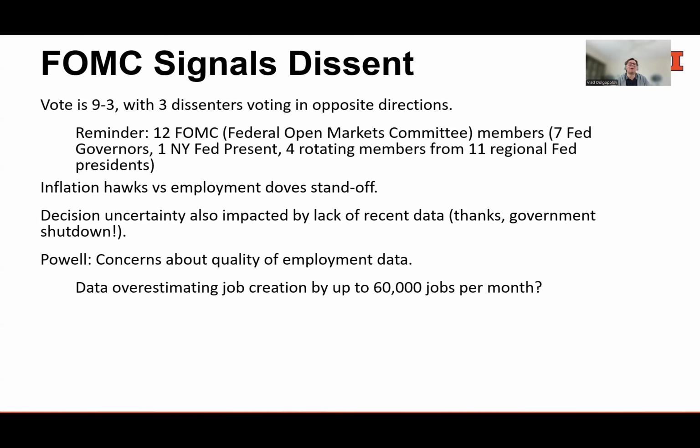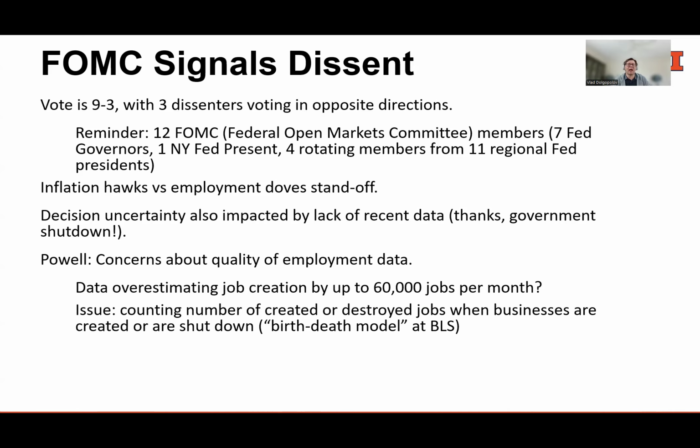And one of the reasons why this is the case is that there is a potential concern that job creation is overestimated by up to 60,000 jobs per month. And this is a very, very high number. So where is this concern coming from? Well, the folks who are counting employment numbers, this is your Bureau of Labor Statistics. In some cases, they have to make educated guesses about what happens.